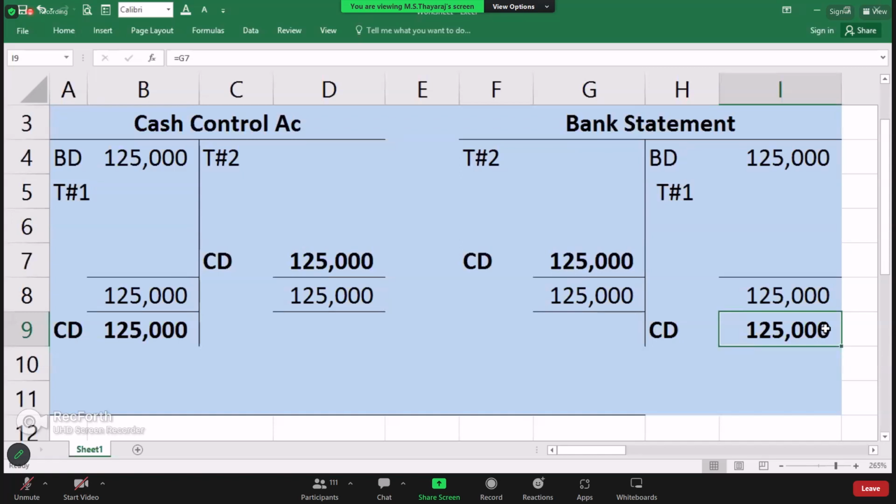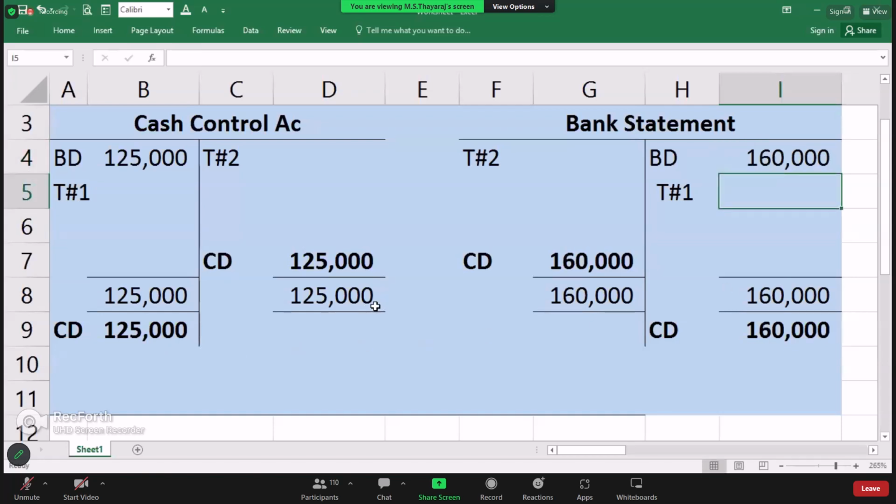The bank also makes some entries. So it does not happen, actually it does not happen. Why? There is a difference. Sometimes the bank statement balance is less than the cash book balance. Sometimes the bank statement balance is greater than the cash book balance.